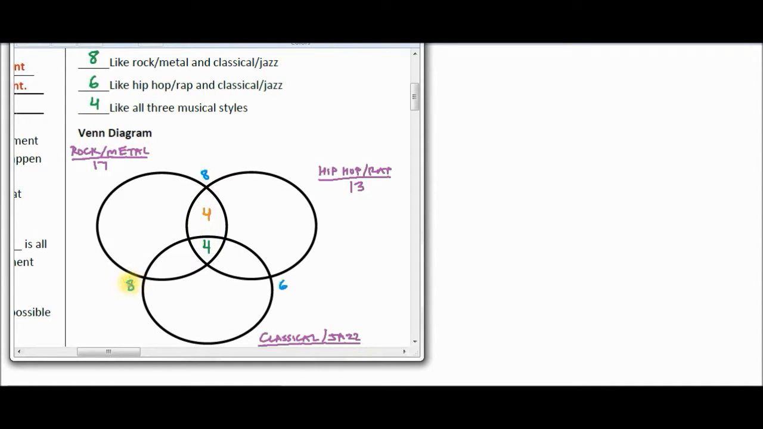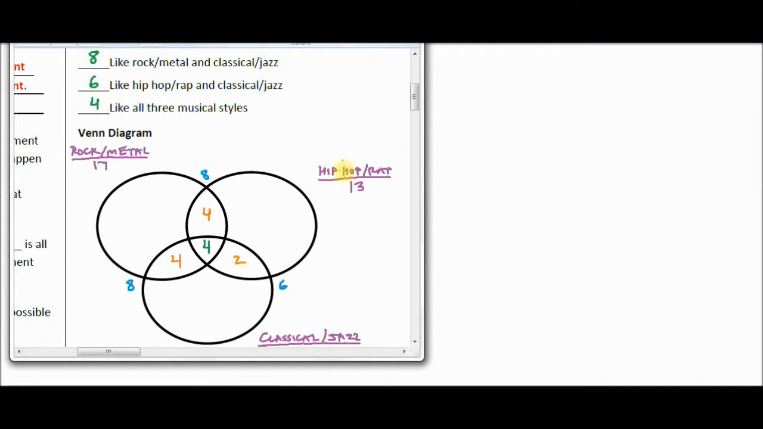And the same thing for this one. We got 8 total people who like rock, metal, and classical jazz, and of those, 4 of them actually like hip hop and rap as well. So the leftovers are 4. And on this one, 6 people like classical jazz and hip hop. Of those people, 4 of them also like rock metal. So 6 minus 4 is 2. You just filled out all the overlap sections.